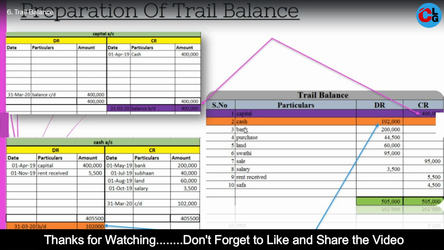Right? Likewise, we have to create the end of the year balances, and we have to prepare the trial balance like this. Right? So I hope that you understand.